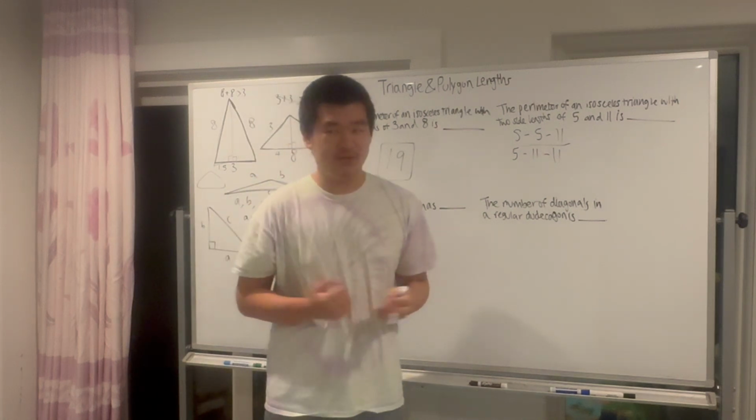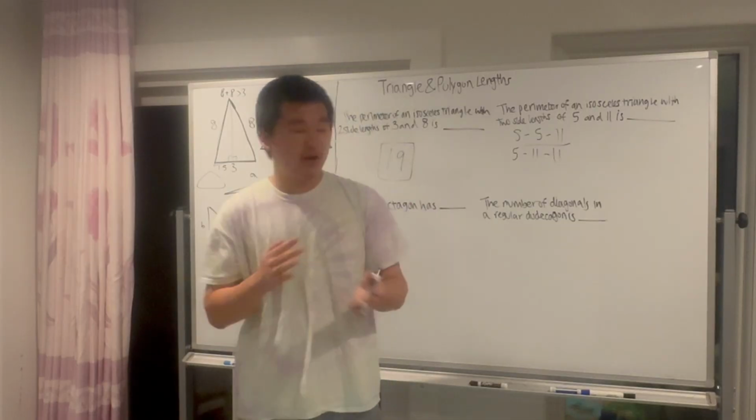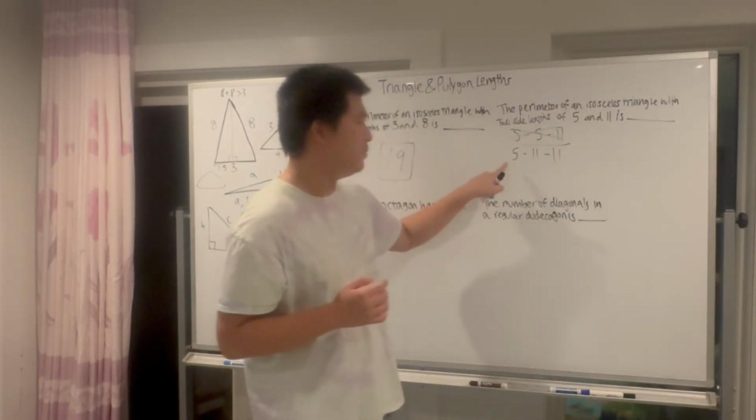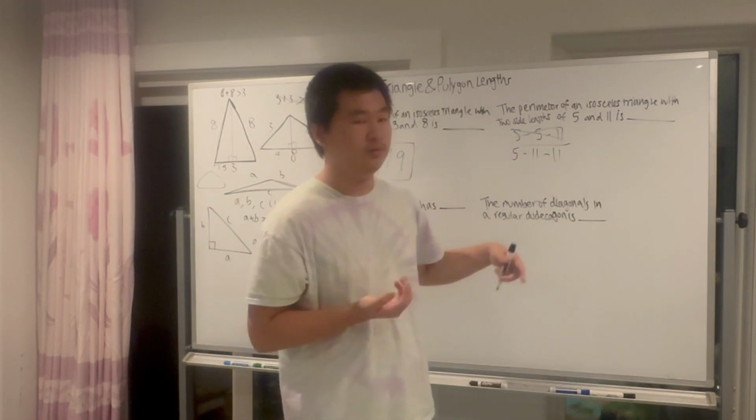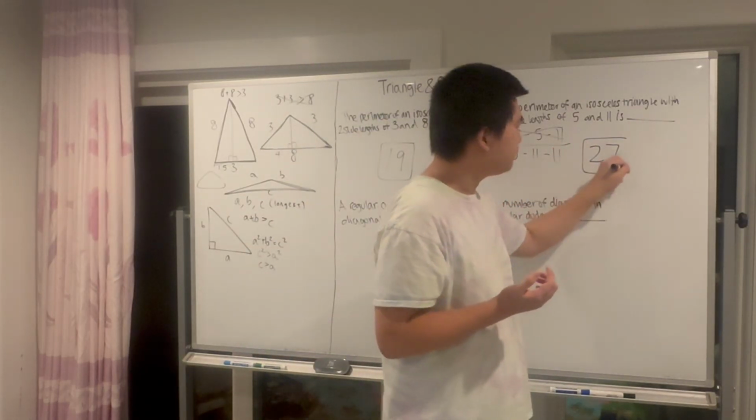But when you see this, you should automatically be suspicious. 5 and 5 are too small to make an 11. 5 plus 5 is less than 11, so this triangle does not exist, and so it must be a 5, 11, 11 triangle. So the perimeter would be 27, just adding them all up.